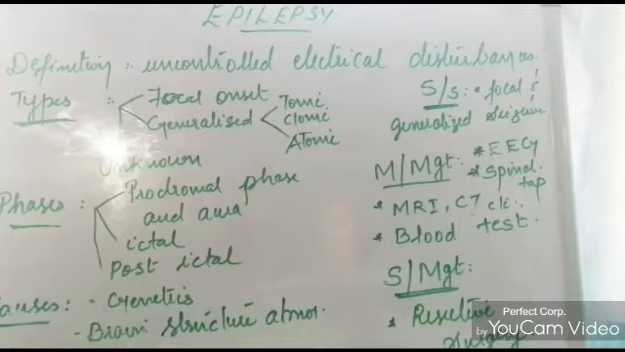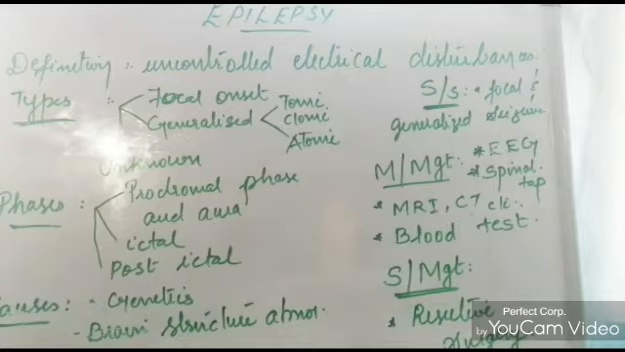Next one is the type. It is divided into three: focal onset seizure, generalized onset seizure and unknown seizure. Focal onset seizure means what? It is referred to as partial onset seizure. From the term itself we know that it occurs in one area of the brain. That is the focal onset seizure.